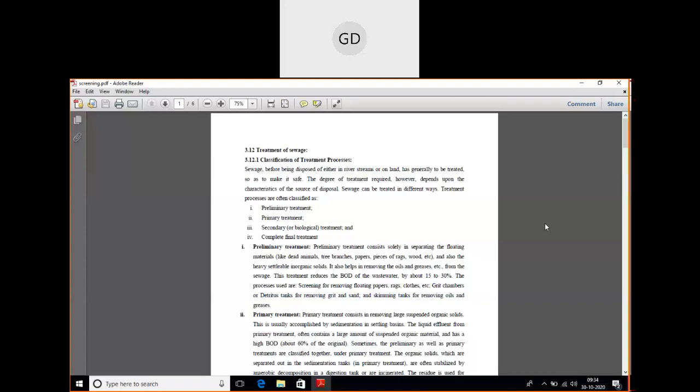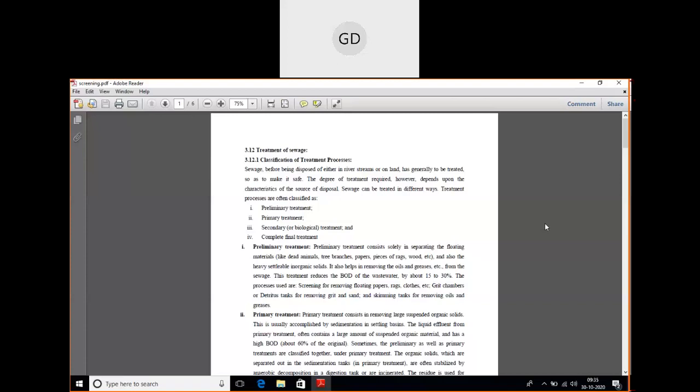This preliminary treatment reduces the BOD of the wastewater by about 15 to 30%. In the preliminary treatment, there are certain processes or methods. Those are your screening process, which removes papers, clothes, and all the suspended materials. Then come your grit chambers, or detritus tanks, which remove the grit and sand.